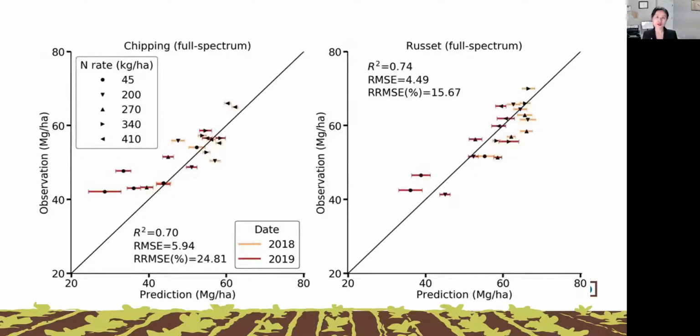When we're trying to predict the final yield using the in-season reflectance, we can see that the predictions are good too. R-square is 0.7 to 0.72, but you have to pay attention to the fact that we predict the yield separately for chippers and russets.